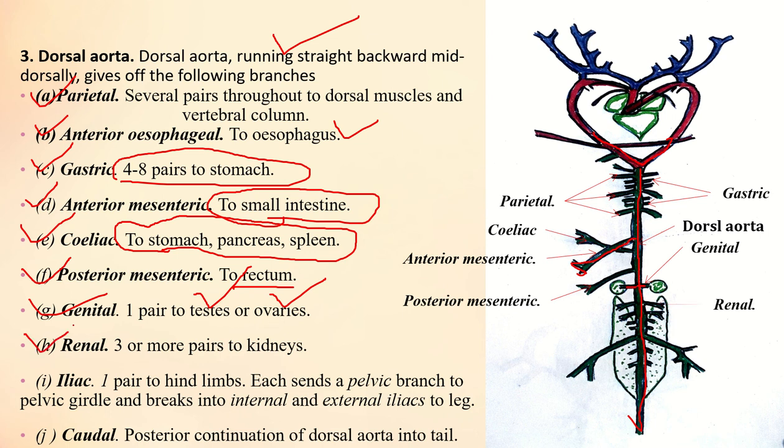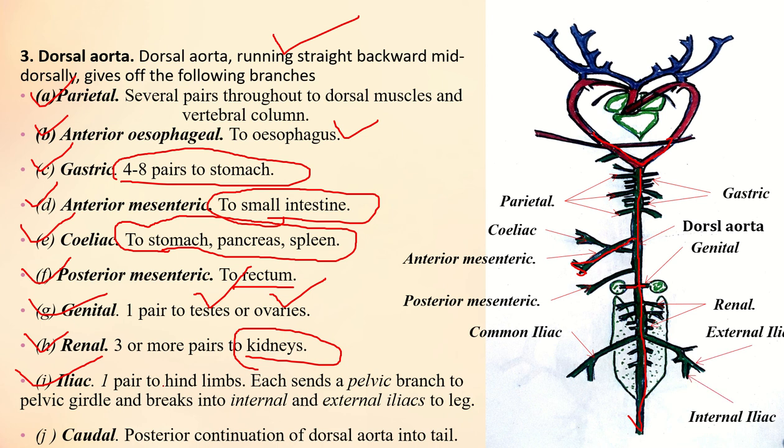Renal, as the name suggests, is connected with the kidneys. There are three or more pairs of renal arteries, and they supply blood to the kidneys. Then the common iliac: there is one pair of iliac, divided into many branches, the external iliac and internal iliac, which supply blood to the hind limbs, the legs.